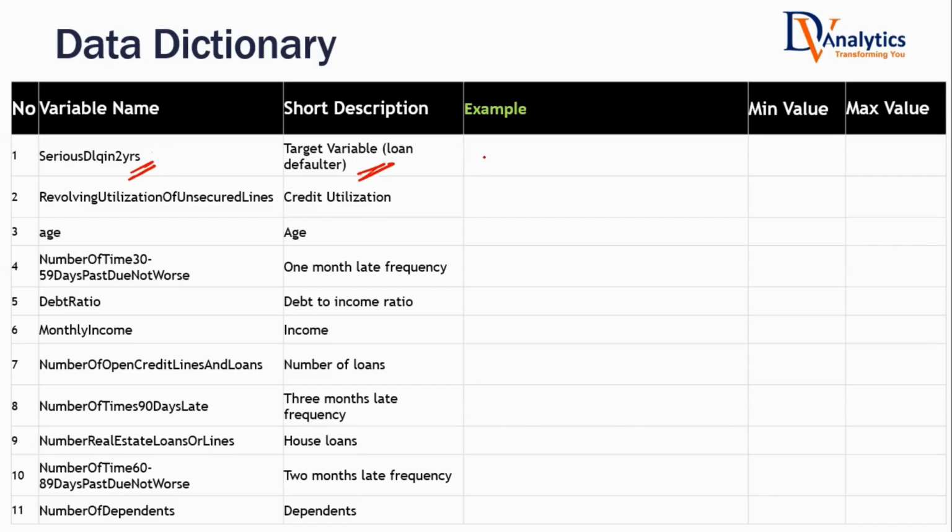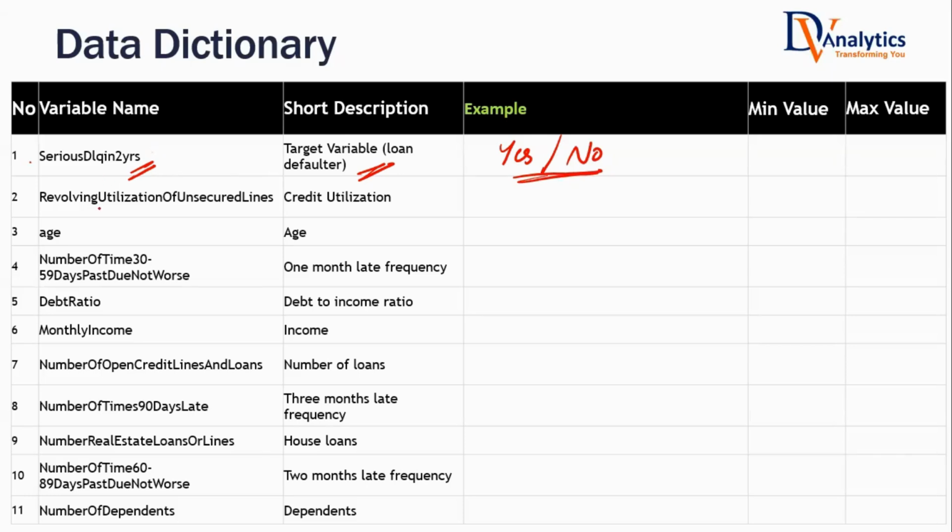Yes or no? So tell me, what are the values that you will take? Serious delinquency in last 2 years. A customer is seriously delinquent: yes. A customer is not seriously delinquent: no. Okay. This is our target. Are you clear on this, all of you? The first variable. This is 2 years back data. So we already know who are the customers who were delinquent, who are the customers who are not seriously delinquent.